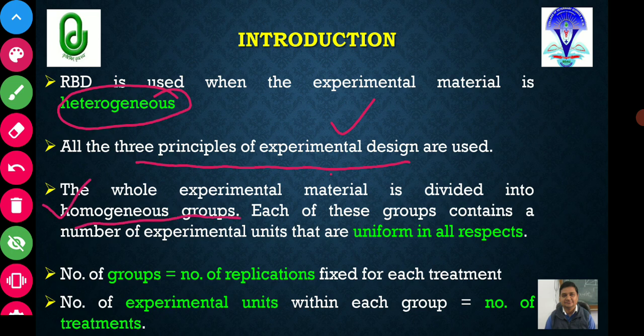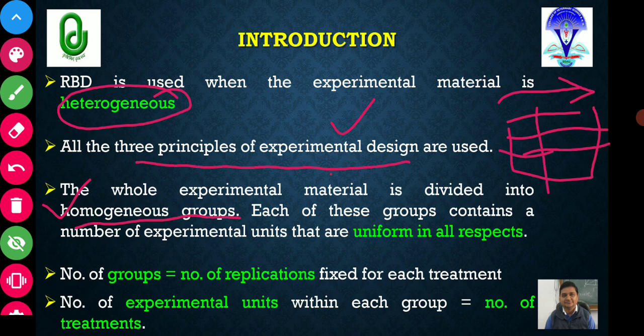Our challenge is that you are provided with heterogeneous experimental material. Suppose this is a field, and the fertility of the field is heterogeneous in one direction. That means as you go towards the right side, fertility is increasing. So you have to classify the field into different blocks, in order to make these blocks homogeneous as much as possible. So we will try from our side to make it homogeneous.